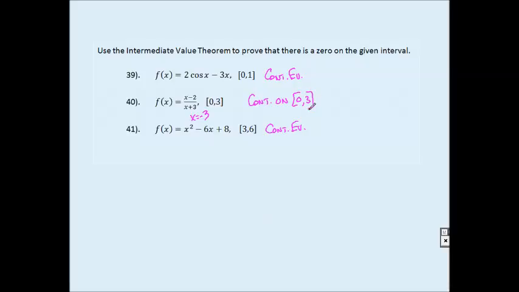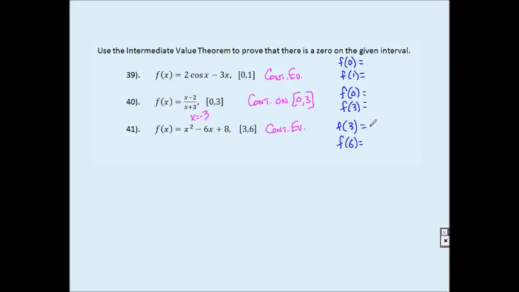So, it's not continuous everywhere, but it is continuous on the interval that we want. So now, all you need to do from there is find 2 values for each. We need to find the function value at each. F of 0 and 1 for this one, f of 0 and f of 3 for number 40, and then f of 3 and f of 6 for number 41.